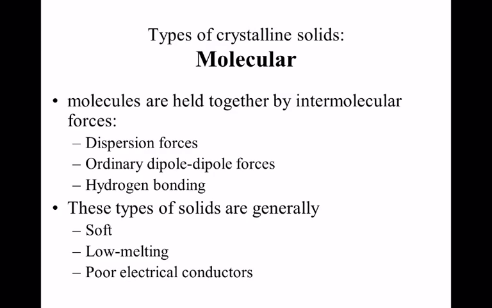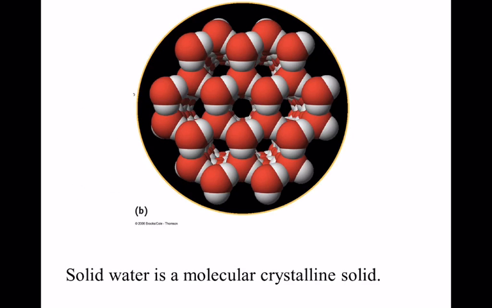So in general, molecular crystalline solids are generally low melting, kind of soft. They don't generally conduct electricity very well. So there's your cute little water molecules in its solid state. You can tell because they're nice and organized. This is what gives us our snowflakes' six-sided, repeating structure. So there's water as an example of a molecular crystalline solid.